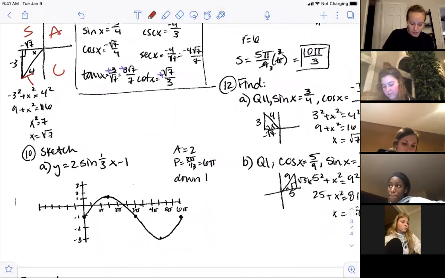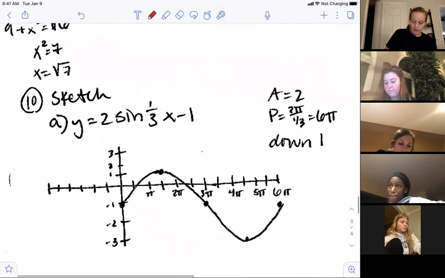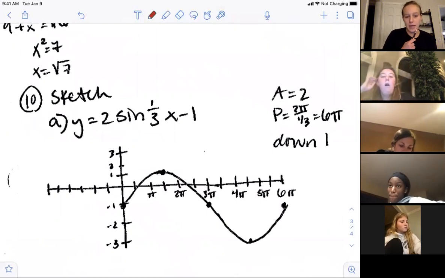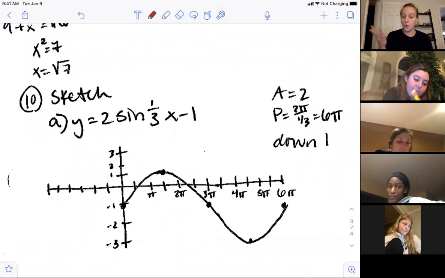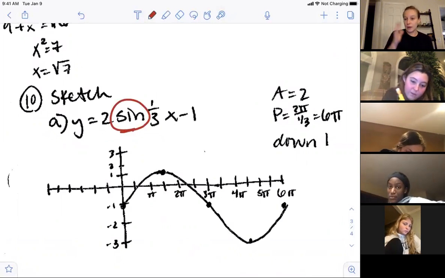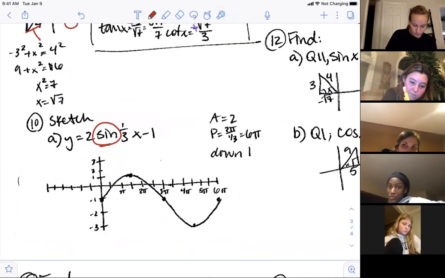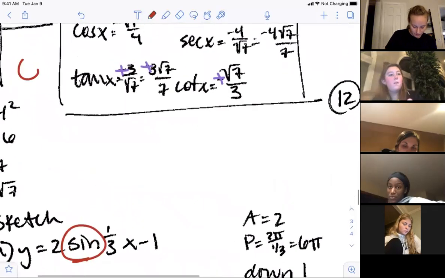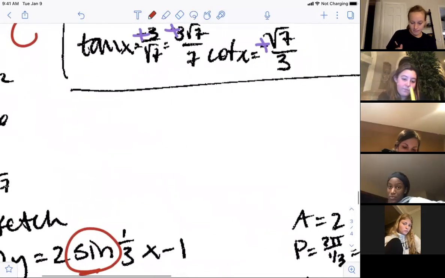Okay. So first thing we've got to do is recognize what my amplitude, the period, and then essentially your new origin or your new starting point are. Once we identify those things, we need to remember what the basic function looks like, and then we have to fit it in that box. So I'll actually do this from scratch in this space right here. It says y equals 2 sine 1/3 x minus 1.